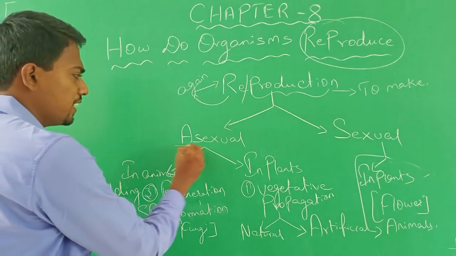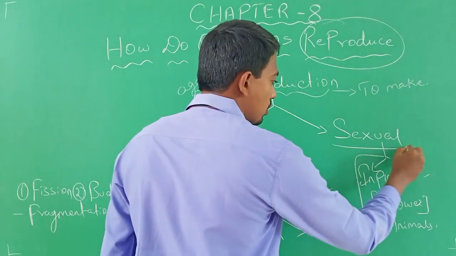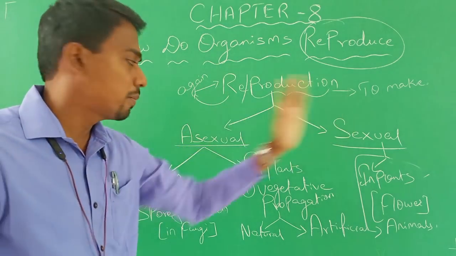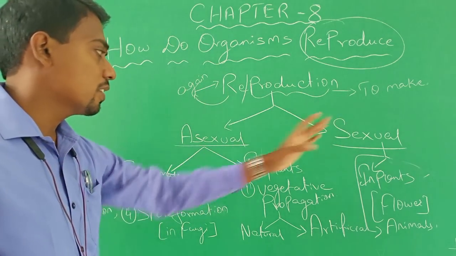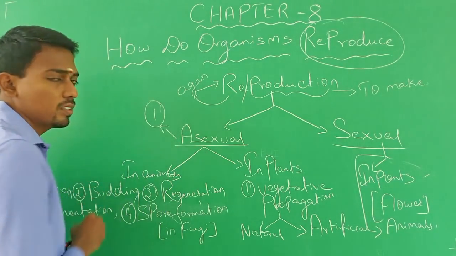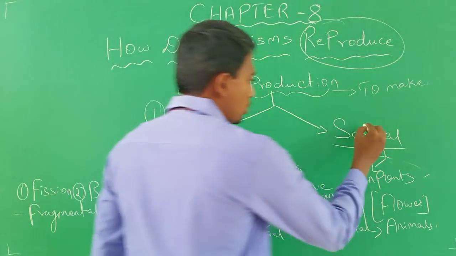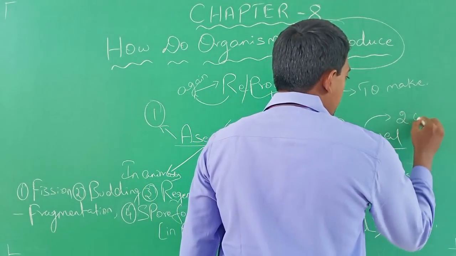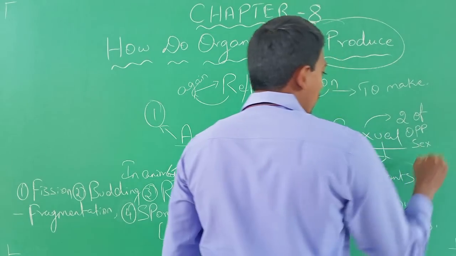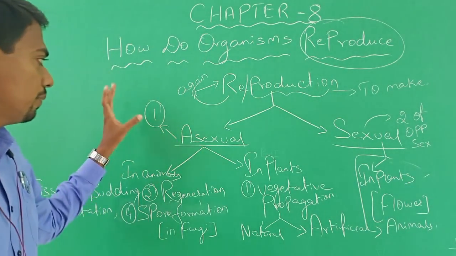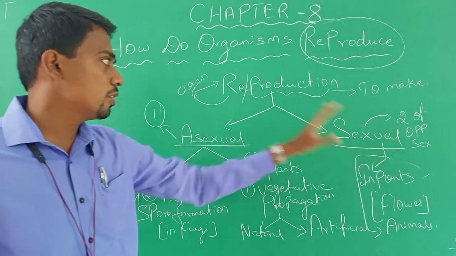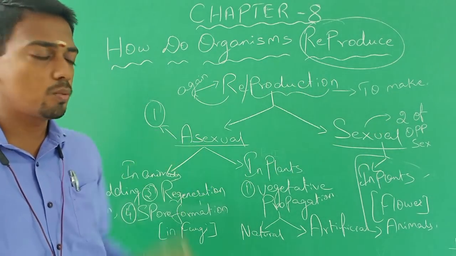Now, next one is asexual and sexual. How are they classifying reproduction into two types, asexual and sexual? Asexual means only one parent is involved, and sexual means two parents of opposite sex are involved. So again telling you students, asexual and sexual reproduction are the two types of reproduction.